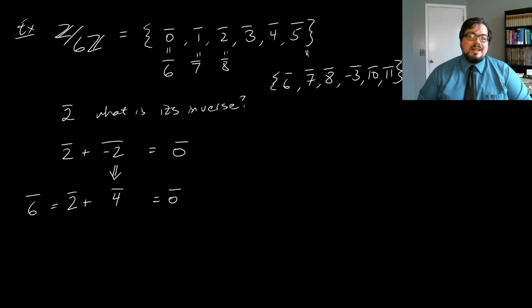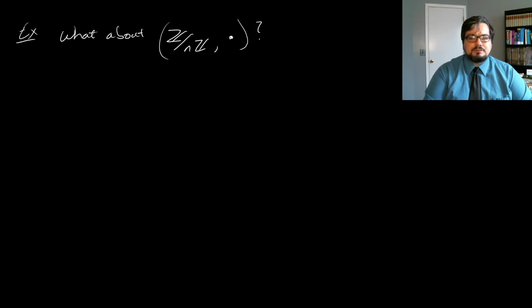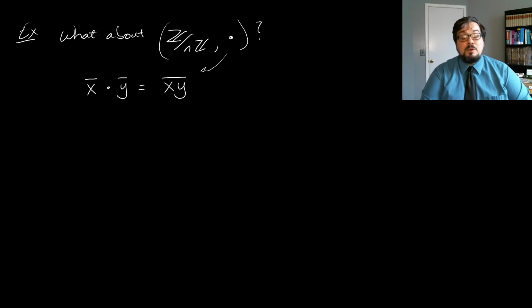All right, so next, let's try asking what other operations we could try doing with Z mod 6Z. So let's ask, what about Z mod NZ with multiplication? So here we have to define multiplication again, and we're going to define it in the natural way. The product of two equivalence classes, X bar and Y bar, will be the equivalence class of the product XY.